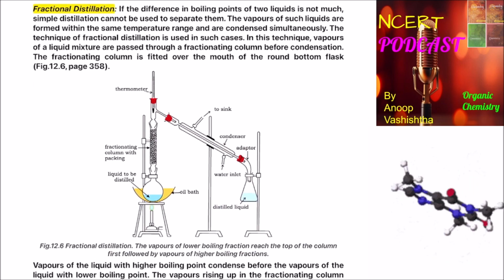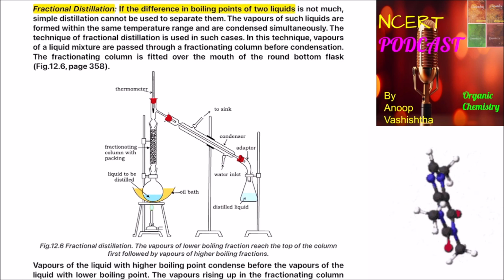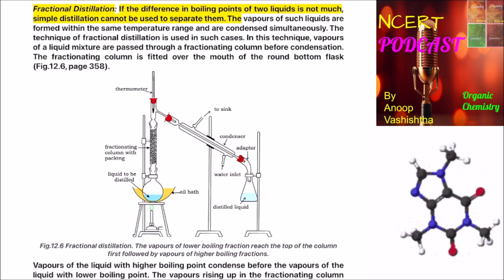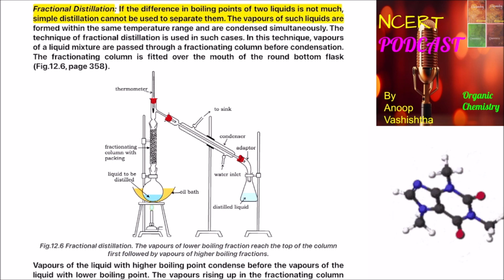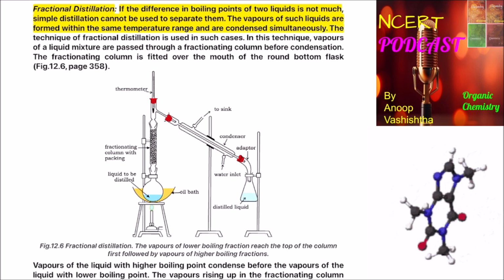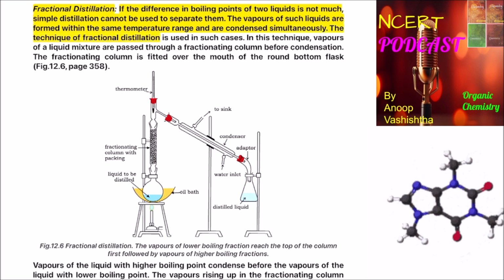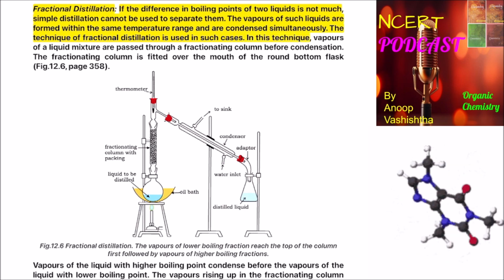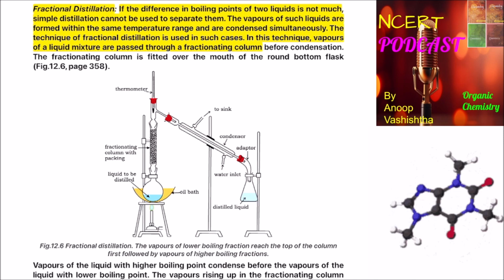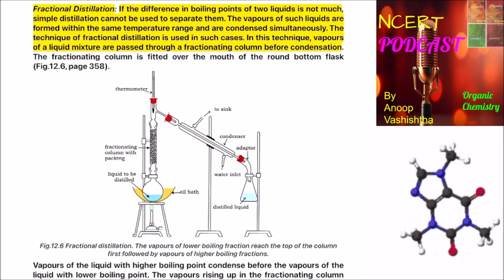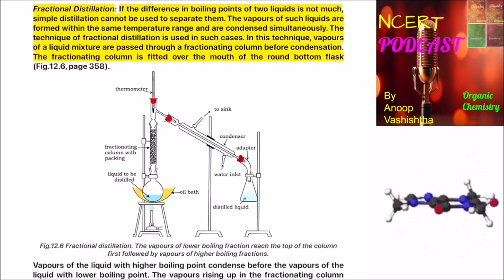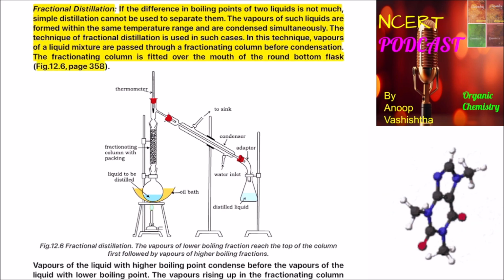Fractional distillation. If the difference in the boiling point of two liquids is not much, simple distillation cannot be used to separate them. The vapors of such liquids are formed within the same temperature range and are condensed simultaneously. The technique of fractional distillation is used in such cases. In this technique, vapors of a liquid mixture are passed through a fractionating column before condensation. The fractionating column is fitted over the mouth of the round bottom flask, figure 12.6, page 358.